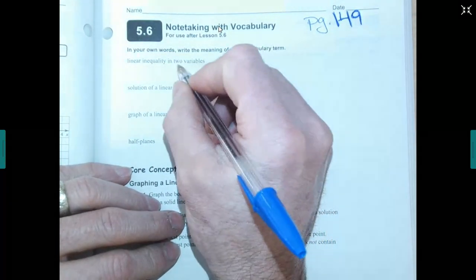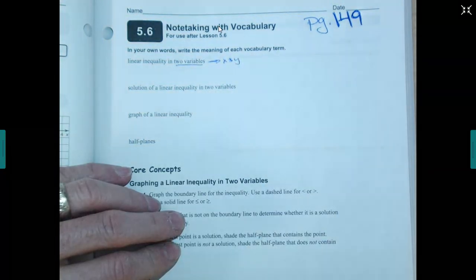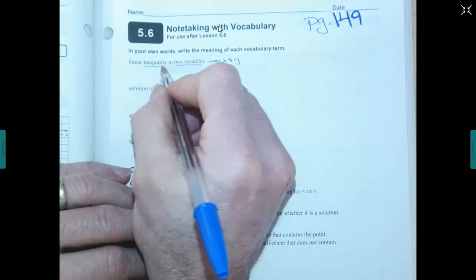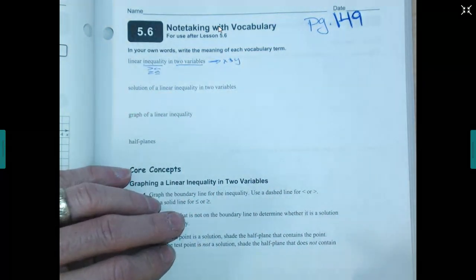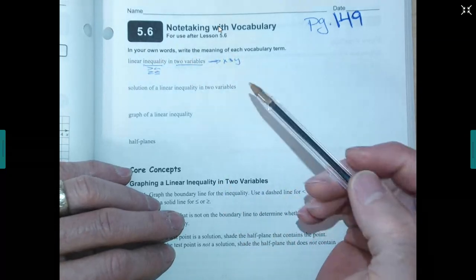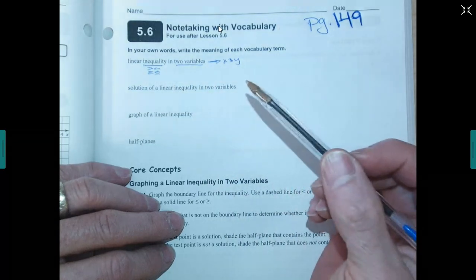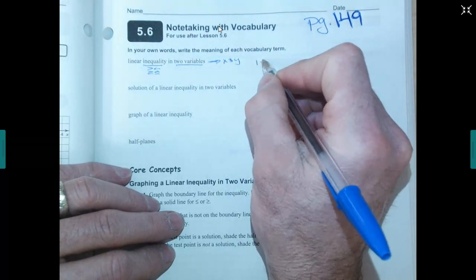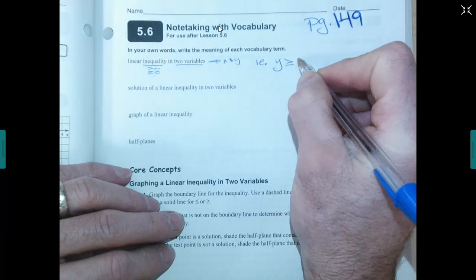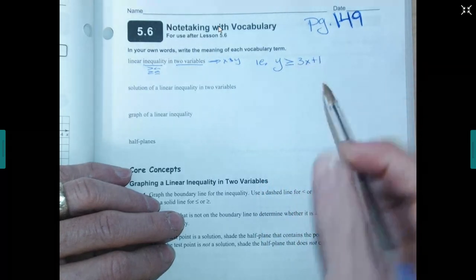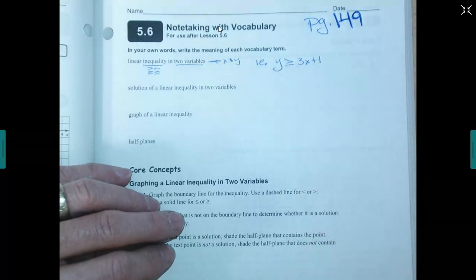Well, two variables just means it's going to have an x and a y, and an inequality is greater than, less than, greater than or equal to, less than or equal to. It's essentially a linear equation, but an inequality. So an example would be something like y is greater than or equal to 3x plus 1. We have an inequality, and there's two variables.